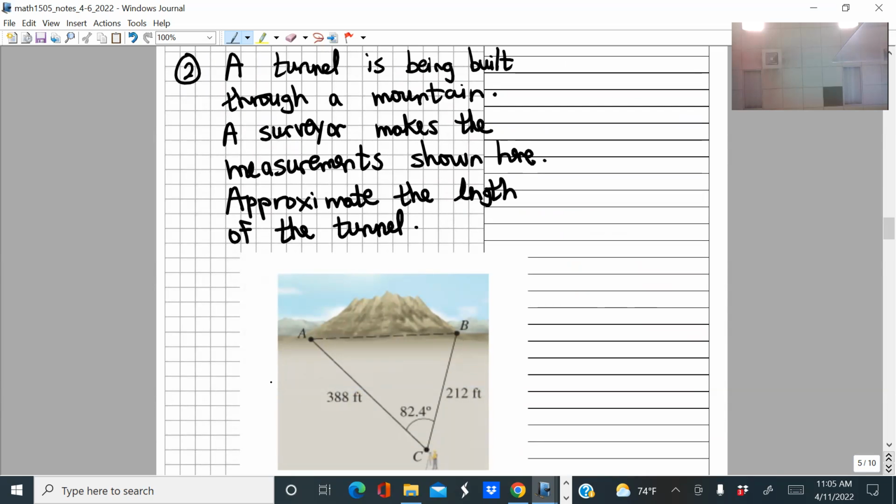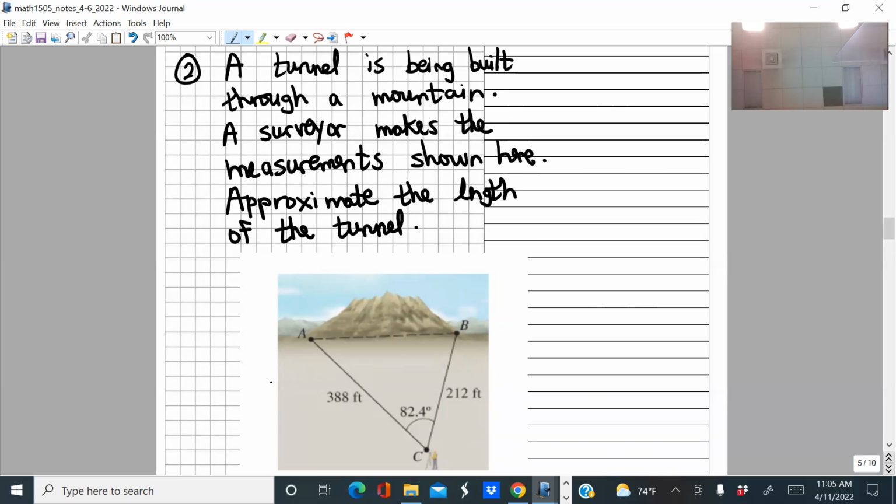Okay, so let's see. A tunnel is being built through a mountain. Have y'all seen the tunnels that they built along Memorial Park? Yeah. Except there, they built a mountain over the tunnel. All right. So the tunnel came first and the mountain came second. Here, the mountain is there and we're going to build a tunnel through it, right? So a surveyor makes the following measurements.